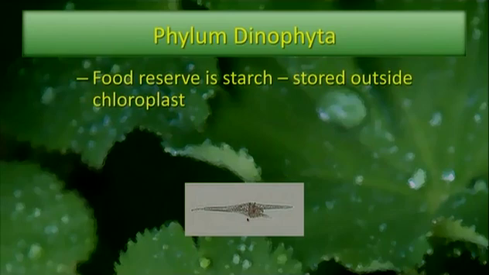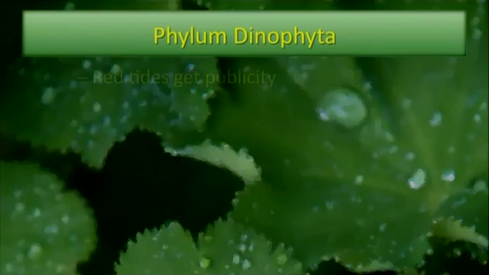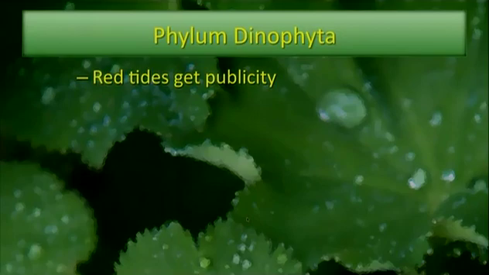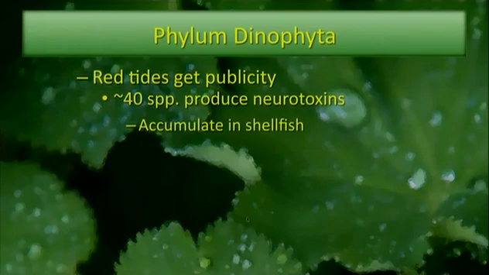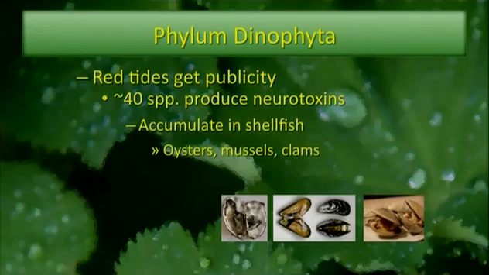Okay, the food reserve is starch. It's stored outside the chloroplast, and they live in mostly freshwater and saltwater environments. Of course, the red tides get publicity because about 40 species produce neurotoxins. These accumulate in shellfish: oysters, mussels, clams, scallops.